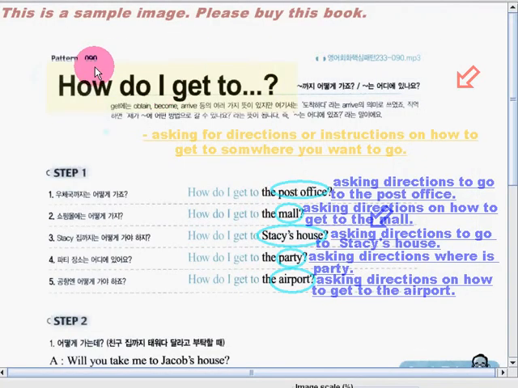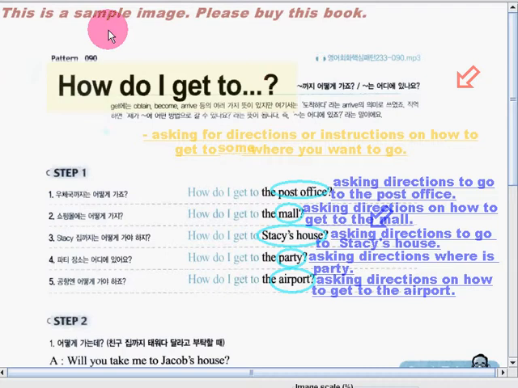Today we will discuss a new pattern, and it's the pattern how do I get to? In this pattern, you're asking for directions or instructions on how to get to somewhere you want to go. So it's very easy to understand. Of course, you will mention in your question what or where is the place you want to go.